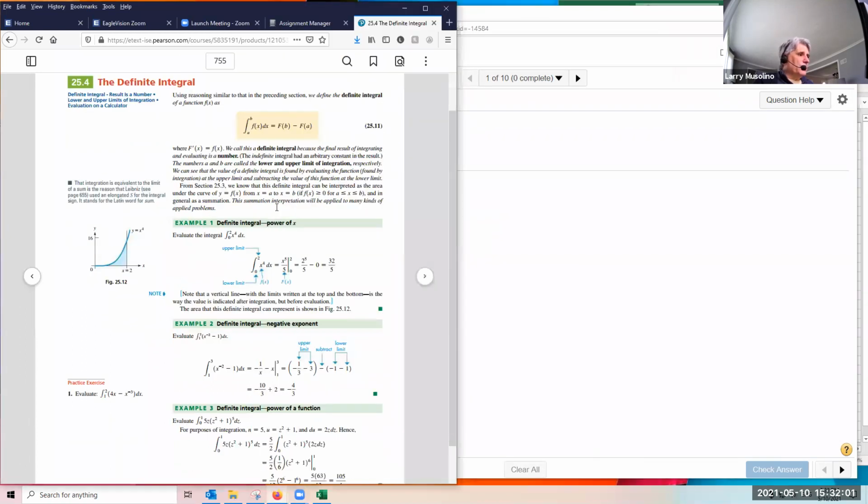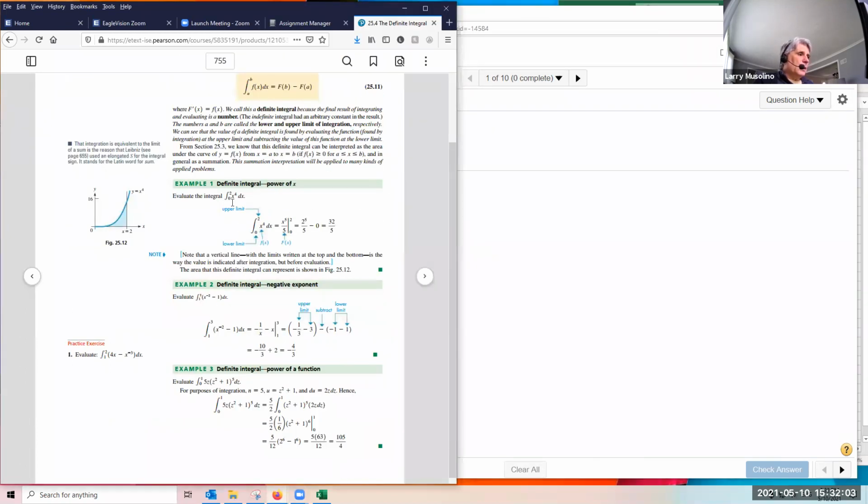And by the way, folks, there are some good worked out examples here in our textbook. So please try to follow along with these examples, because notice the textbook is helping you by labeling. It's telling you the upper bound here is 2, the lower bound here is 0. It's trying to show you lowercase f of x is x to the 4, and uppercase F of x is x to the 5/5 here. So there are a few worked out examples that will be very good to follow.